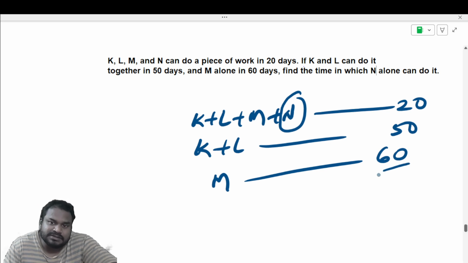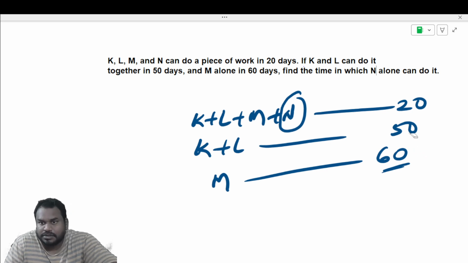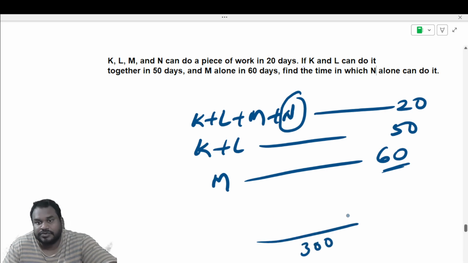So for that, the largest number here is 60. Using this we'll find the LCM. 6 into 2 is 120. No, it won't be divisible by 50. 6 into 3 is 180, 6 into 4 is 240. 6 into 5 is 300. 300 is divisible by 50, 6 times. So 300 is the LCM. Like that you have to find the LCM.